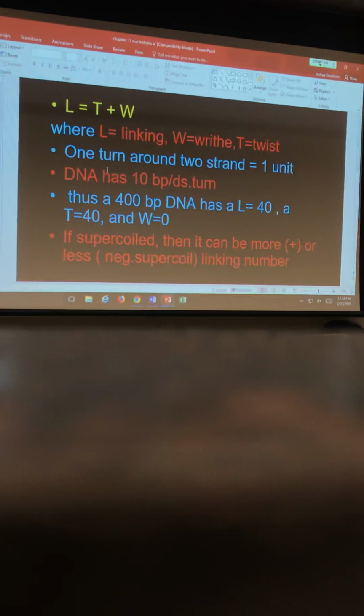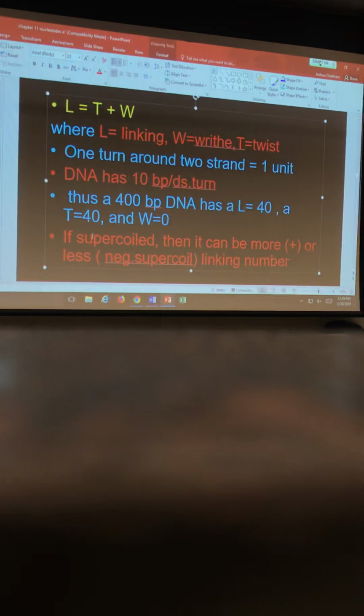They are given a DNA sample that is 400 base pairs long. They want you to figure out what the numbers associated with this are when it's in a relaxed state. When something is in a relaxed state, W will always equal 0. Okay, so step 1: when something is in a relaxed state, W equals 0, or Wr equals 0. After that, you can calculate the linking number and the twists, and here's how.